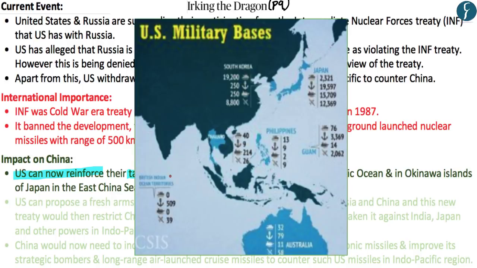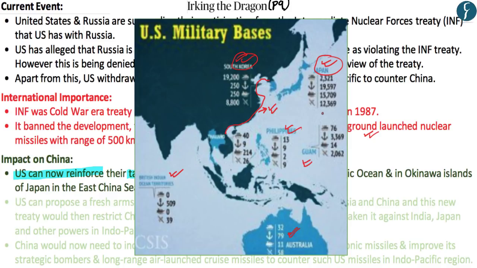Now, the United States has territories in the Diego Garcia Island. Apart from this, the US also has military bases in South Korea, Japan, Guam, Philippines, and in Australia. And what the United States can now do is form ground-launched nuclear missiles which have a range between 500 to 5,500 kilometers in all of these military bases. And all of these military bases are currently around China, whereby China currently has the ability to form such missiles.